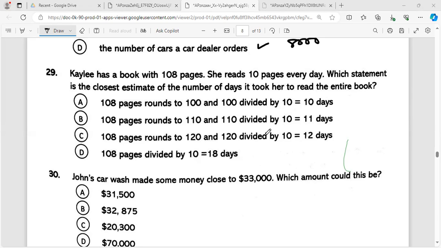Okay, sir. Kayla had a book with 108 pages. She read 10 pages every day. Which statement is the closest estimate of the number of days it took her to read the entire book? Sir, I would say A. 108 pages rounds to 100, and 100 divided by 10 equals 10 days.